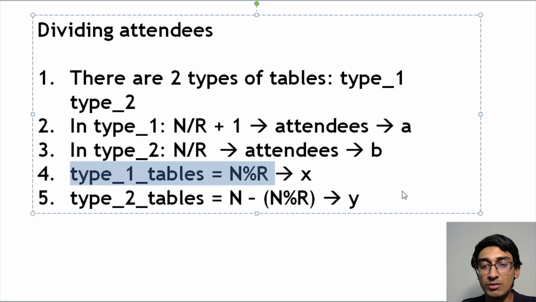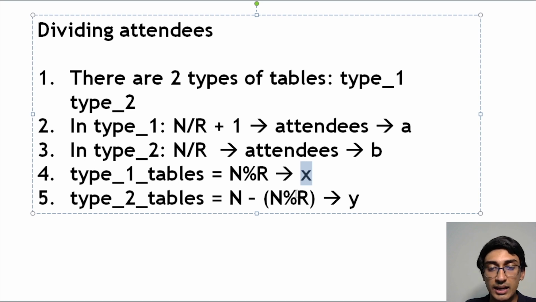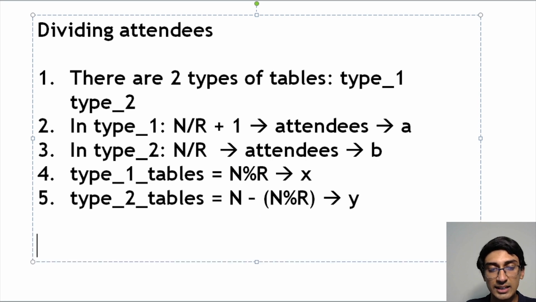So the remainder of the tables will be n modulo r, which we will term x, right? So there are x type 1 tables and y type 2 tables. Now this is the beauty here, okay? What is n minus n modulo r, which is nothing but n minus x. Basically, there are n modulo r, x tables, n modulo r type 1 tables, which means that n minus x is y tables, right?